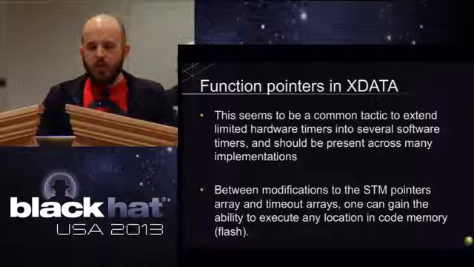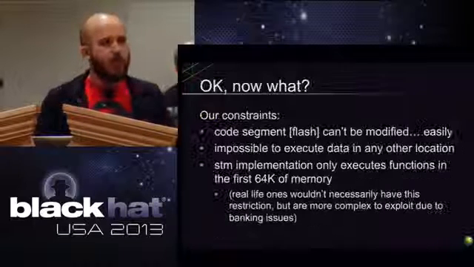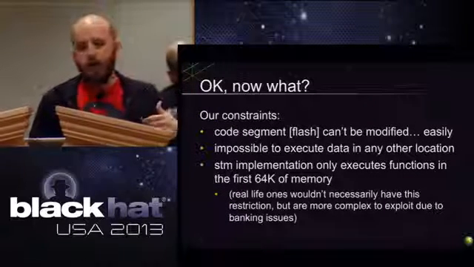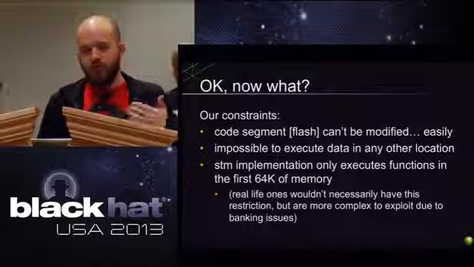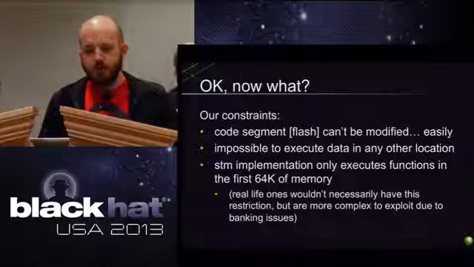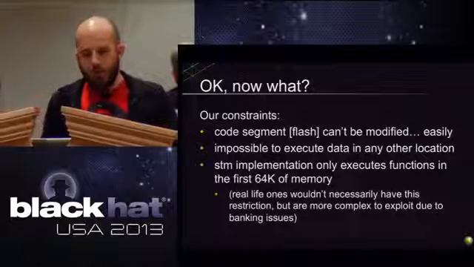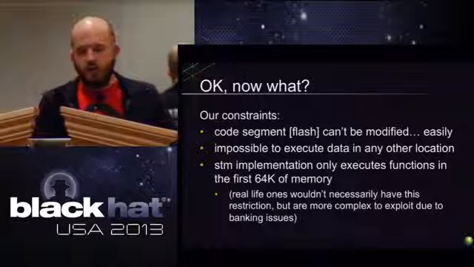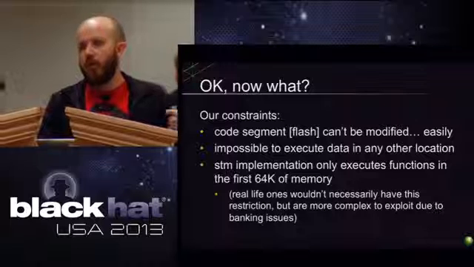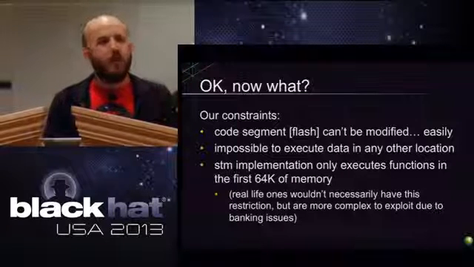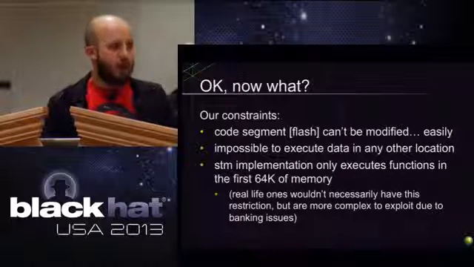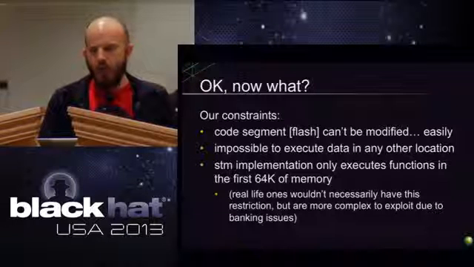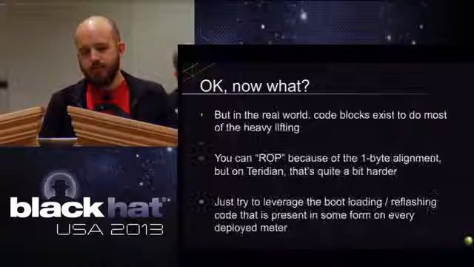So at this point we've identified some pointers we'd like to modify. How can we do that? Well, we can't modify flash directly, we already know that. We can't execute data anywhere else. This implementation only executes functions in that first 64K, which makes things more difficult, especially if you're trying to do something ROP-like, taking advantage of the 1 byte alignment stuff. And then additionally you've got all the banking issues.